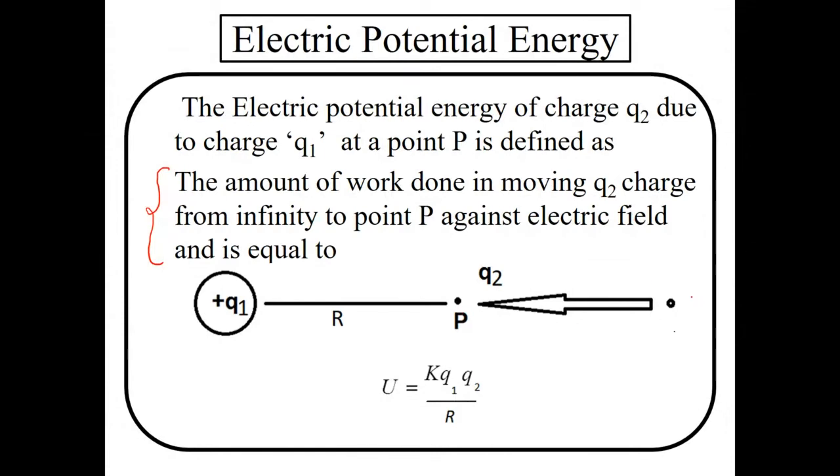Initially you have charge Q2 at infinity position, that means very far away from charge Q1. So you are going to bring the charge and place the charge Q2 at point P. If you want to move the charge Q2 from infinity to this point P, what do you have to do? You have to do some work.